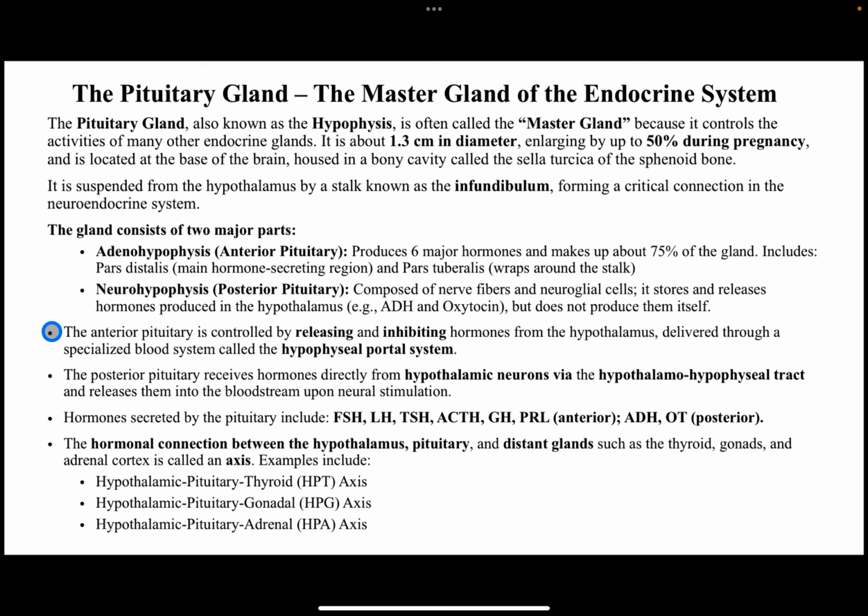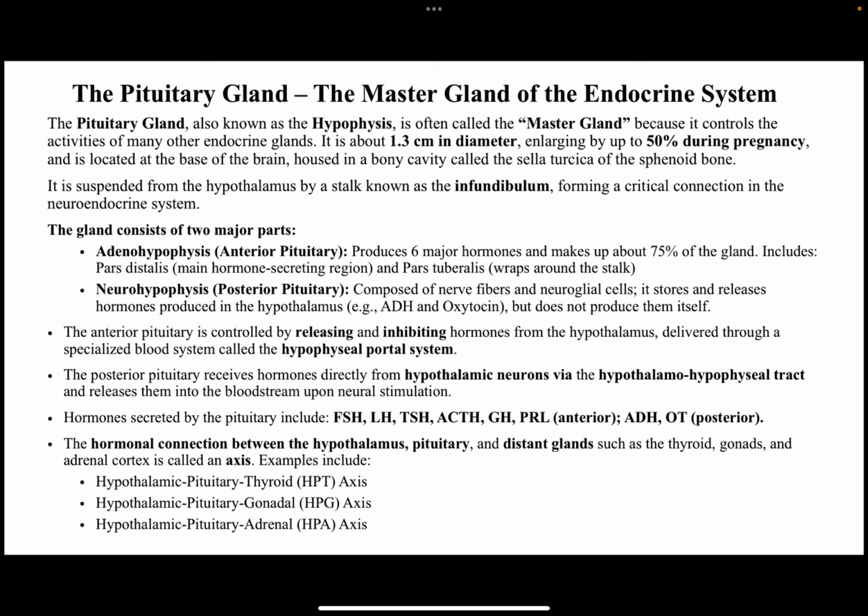Now, the anterior pituitary is controlled by releasing and inhibiting hormones from the hypothalamus. You remember that we mentioned that the hypothalamus controls the activities of the pituitary gland. All the hormones produced in the hypothalamus go to regulate its activity. Because the pituitary gland is the master gland, and we have another gland that regulates its activity, that's why the hypothalamus is called the master regulator.